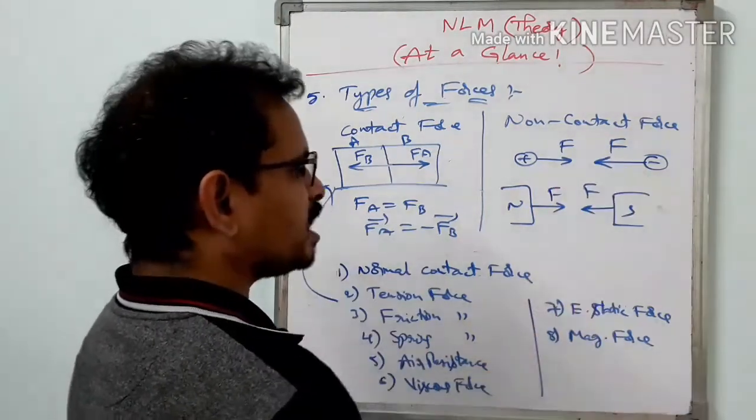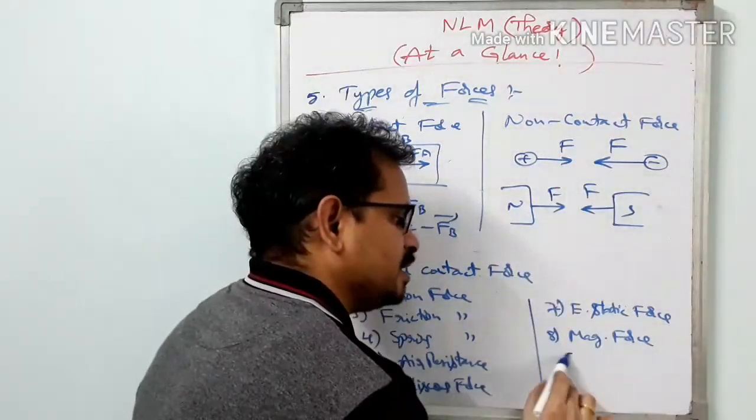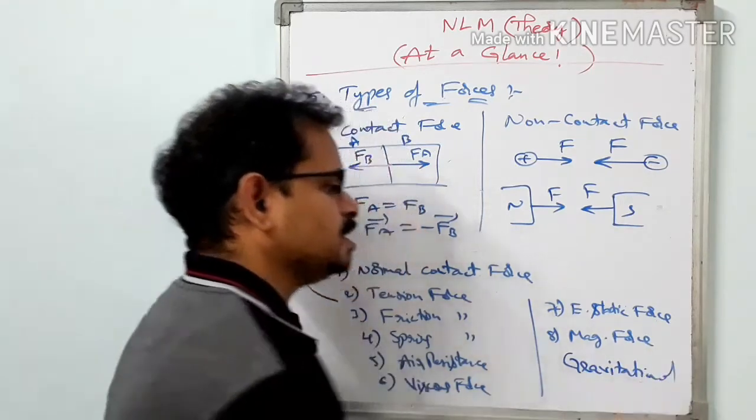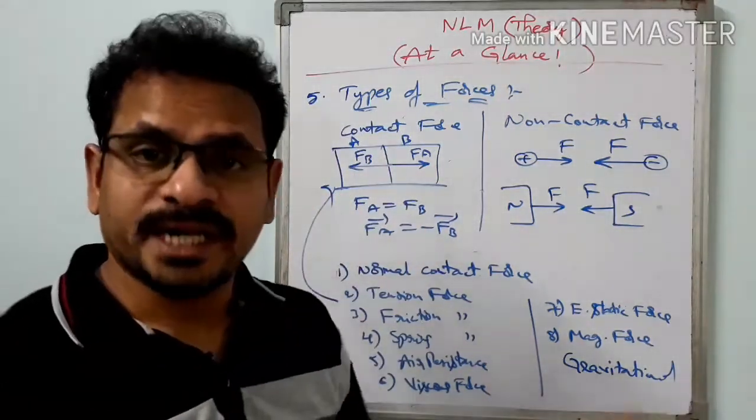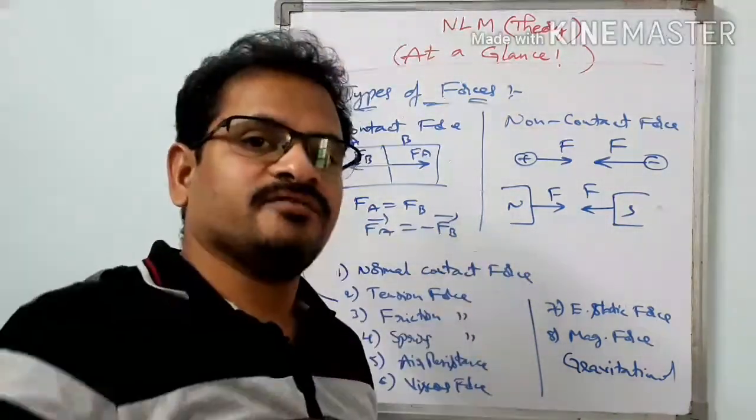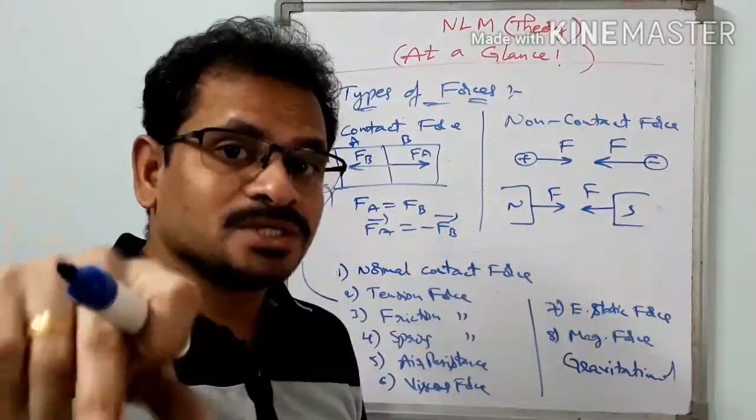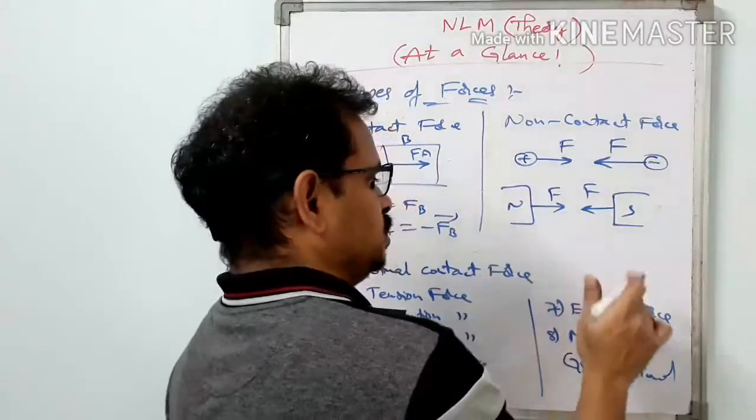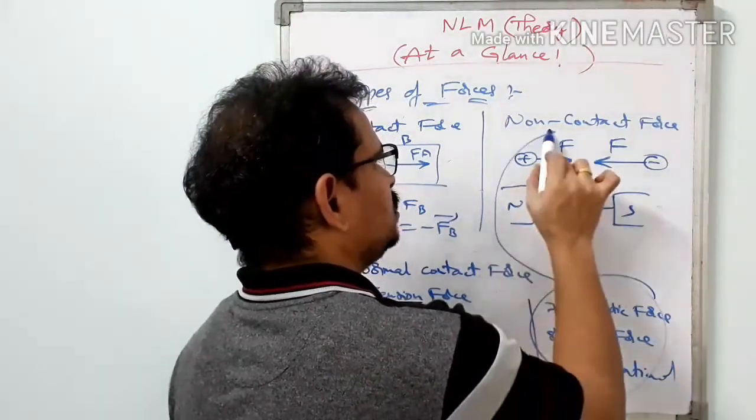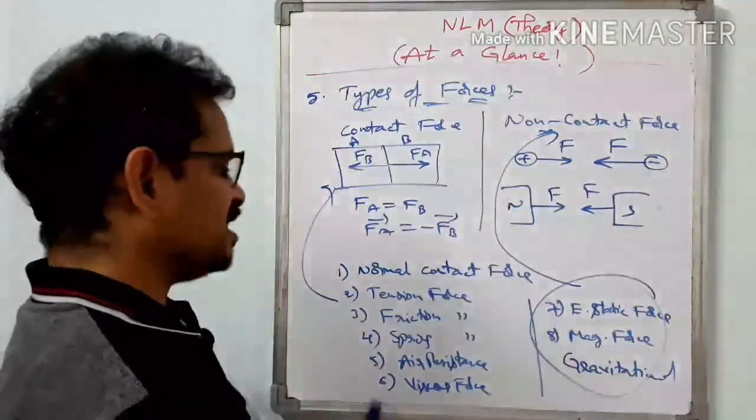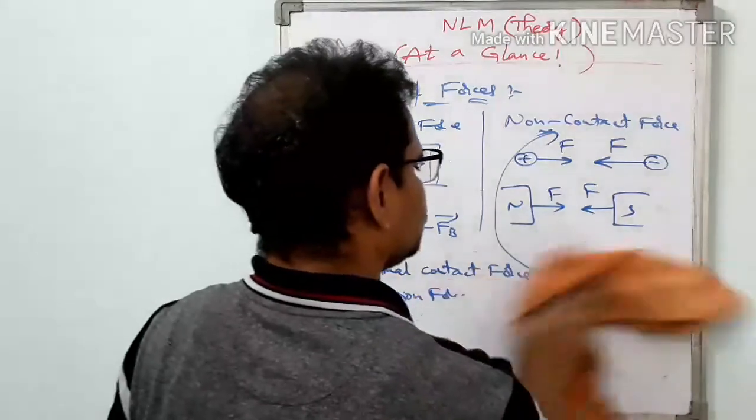And what about non-contact forces? One more force I am adding here, gravitational force. It is also a non-contact force. See, Earth is pulling the Moon towards itself by applying some gravitational force. The Moon also applies the same amount of force on Earth and pulls Earth towards itself. So these three are examples for non-contact forces. Got it? So there are two types of classification: fundamental forces we should know, as well as contact and non-contact forces.